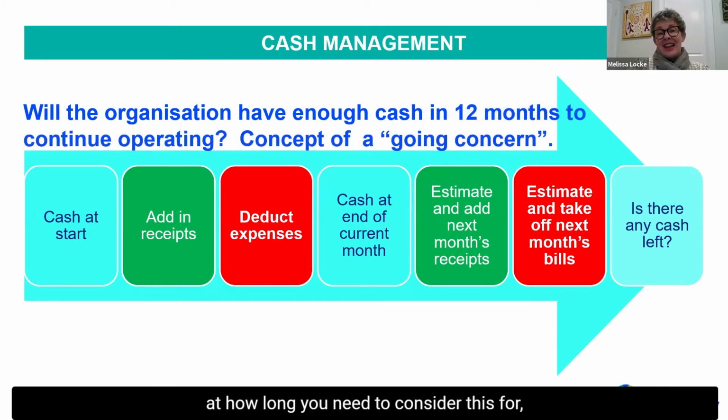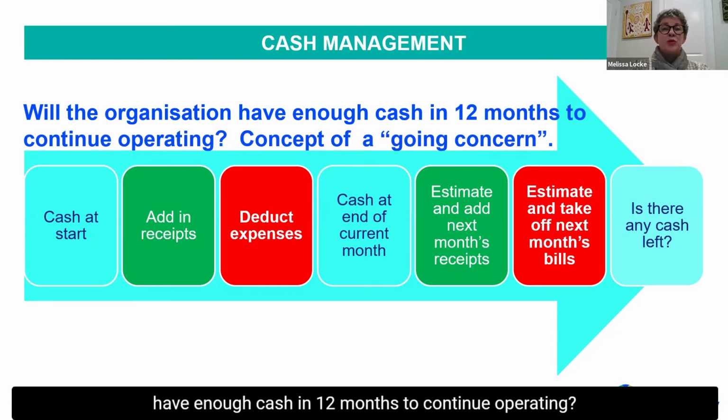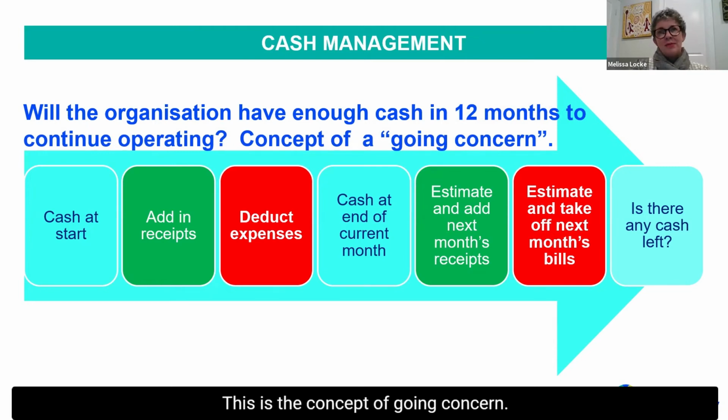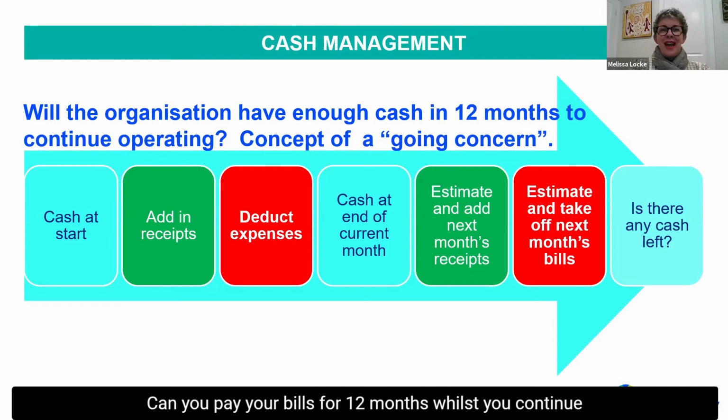When we're looking at how long you need to consider this for, the question we normally ask is, will the organisation have enough cash in 12 months to continue operating? This is the concept of going concern. Can you pay your bills for 12 months whilst you continue to go on with your activity of the organisation?